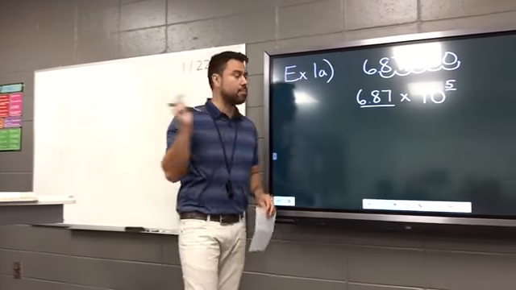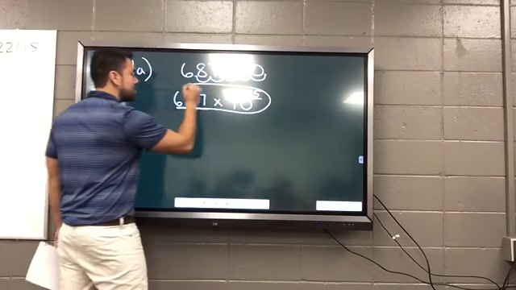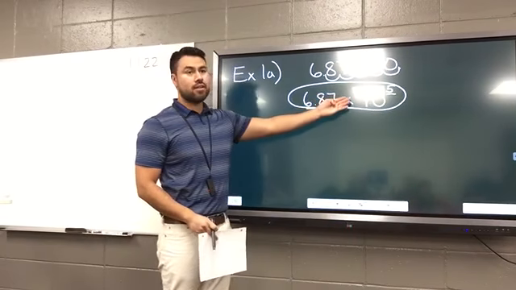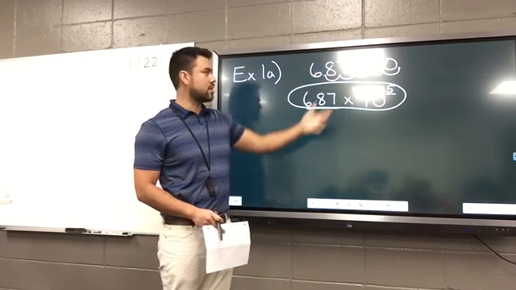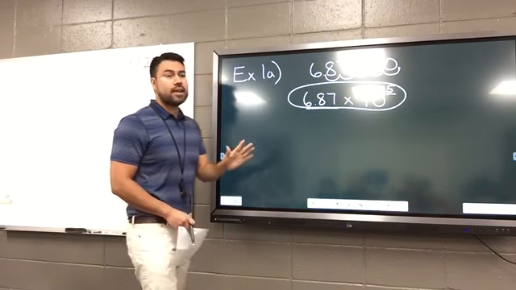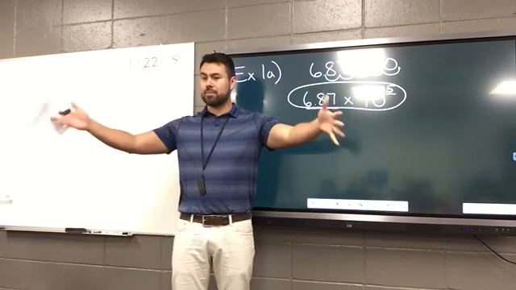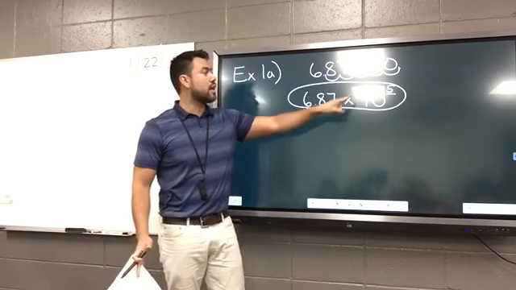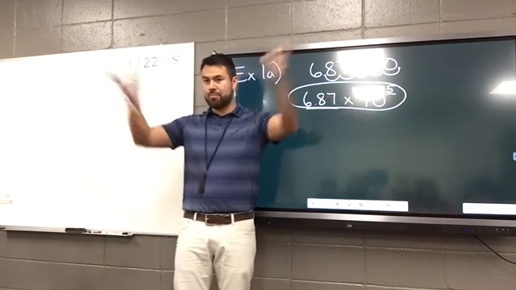Let's go to the next example. But the answer here would be 6.87 times 10 to the 5th. This number is the scientific notation form of 687,000. I'm going to give you a couple hints to help you out. When you're talking about a big number, what do we mean by big again? Any number that's greater than 1. You're going to have a positive exponent. If it's a positive exponent, big number.